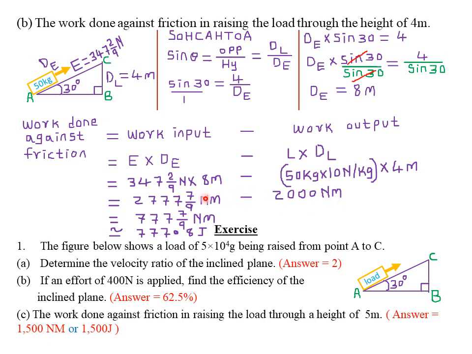So the difference between 2777 whole number 7/9 and 2000, you will get 777 whole number 7/9 Newton meter, which is our work done against friction, approximately equal to 777.8 joules. Remember, 1 Newton meter is equal to 1 joule. So the work done can be given in Newton meter or in joule.